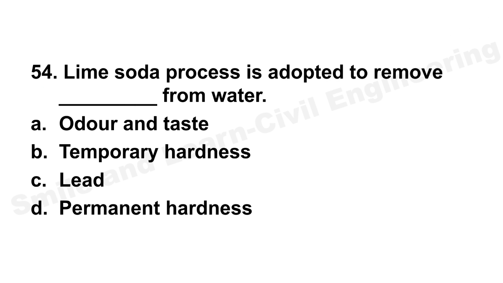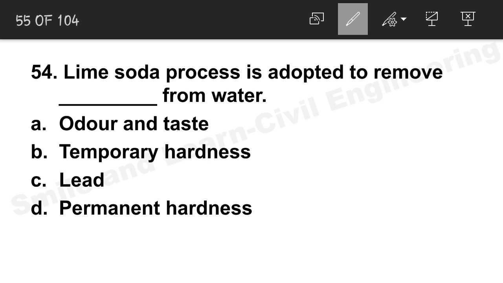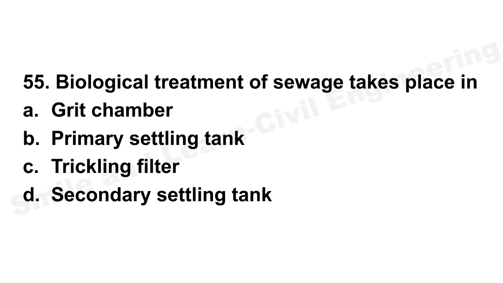Question number 54. Lime soda process is adopted to remove dash from water. Lime soda process is used to remove permanent hardness. Option D is the correct answer. Temporary hardness can be removed easily by boiling. Okay, so option D.